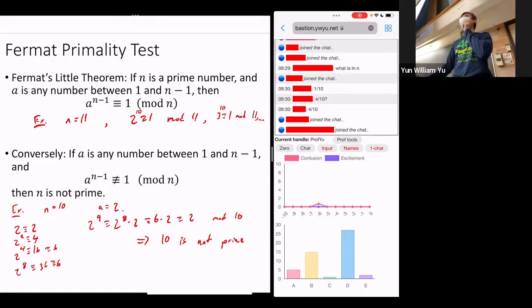Okay? So this probably seems like a weird way of showing that 10 is not prime. Because, well, 10 is obviously not prime, right? But if instead of 10, I had a really big number, it would be really hard to figure out if it is prime or not. But if I could give you an example of some number a between 1 and n minus 1, such that a to the n minus 1 is not congruent to 1, then you would know that n is composite.